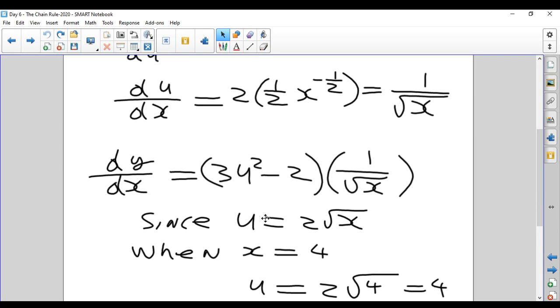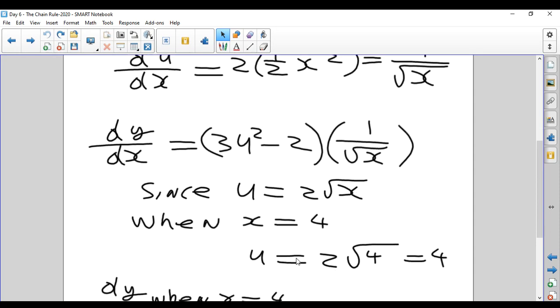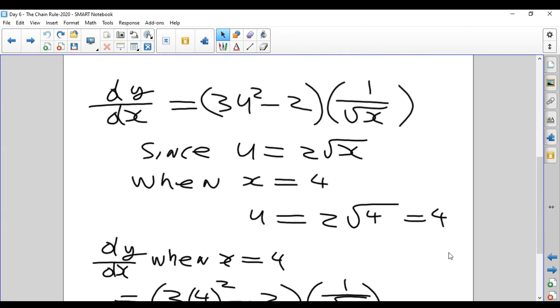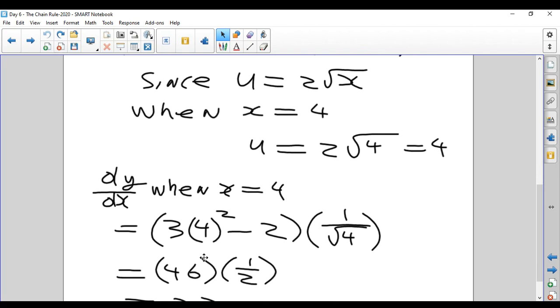So since u is equal to 2 square root of x, that was the original relationship between u and x. When x is 4, then u is equal to 2 times the square root of 4, which of course is 2. So 2 times 2 is 4. So it turns out that when x is 4, u is also 4. So what we can do now is substitute for both x and u into the dy/dx function and get an answer. So here's what the next line says. When x is 4, we're putting in 3 times the 4 squared minus 2, multiplied by the 1 over the square root of 4.